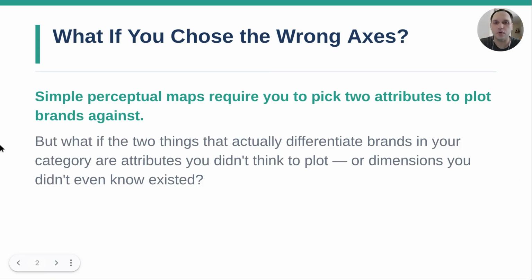Here's the limitation that correspondence analysis solves. When you build a simple perceptual map, you have to pick two attributes to use as your axes, maybe price versus quality, or traditional versus innovative. Those two axes produce a useful picture, but it is only as good as the axes you choose. What if price and quality aren't actually the dimensions that differentiate brands in your category? What if the real drivers of perception are something like indulgence versus health, or familiar versus exciting? Things you didn't think to plot, or dimensions that don't correspond to any single attribute you measured. Choosing the wrong axes means missing the actual structure of your market.